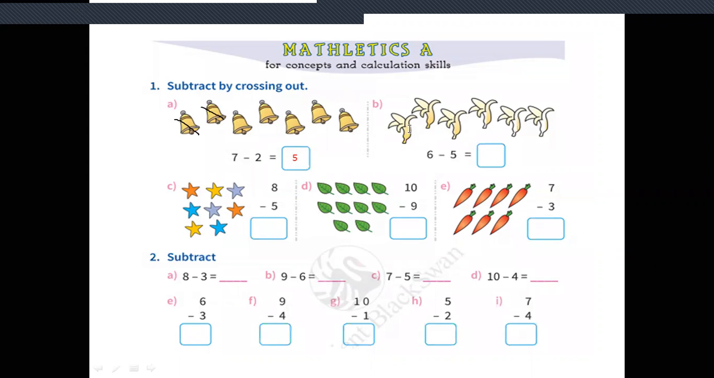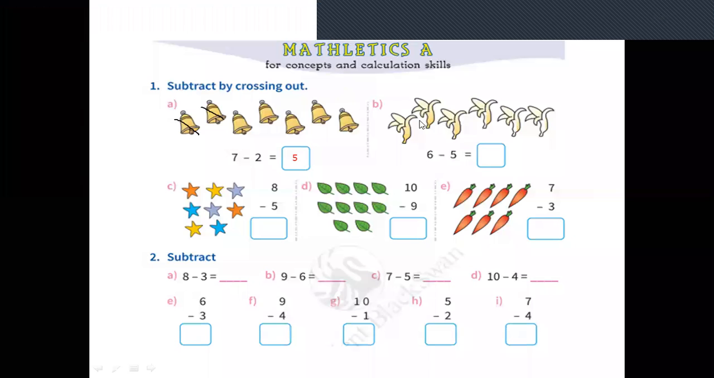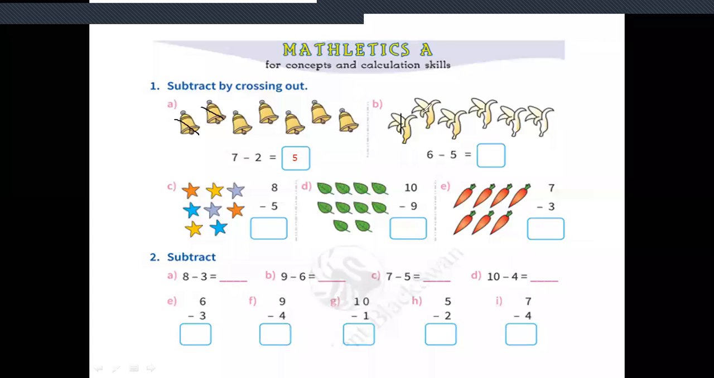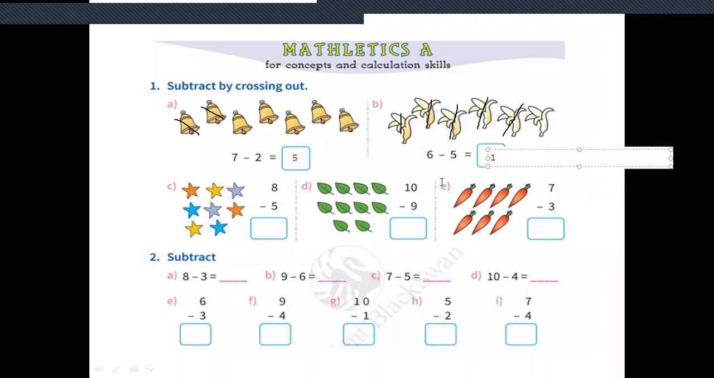Okay. Next. 1, 2, 3, 4, 5, 6. 6 bananas are there. How many do you have to cross out? 5 you have to cross out. 1, 2, 3, 4, 5. If you cross out 5, how many will be remaining? 1 is left. So you will write 1 as the answer.